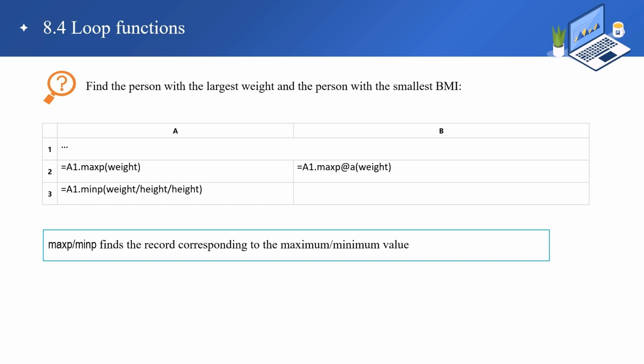Find the person with the largest weight and the person with the smallest BMI. A2 only finds the first and returns, and B2 uses @a to find all the records that maximize the weight. This is often what we are more concerned about, that is, the record corresponding to the maximum and minimum value, rather than the maximum and minimum value itself.